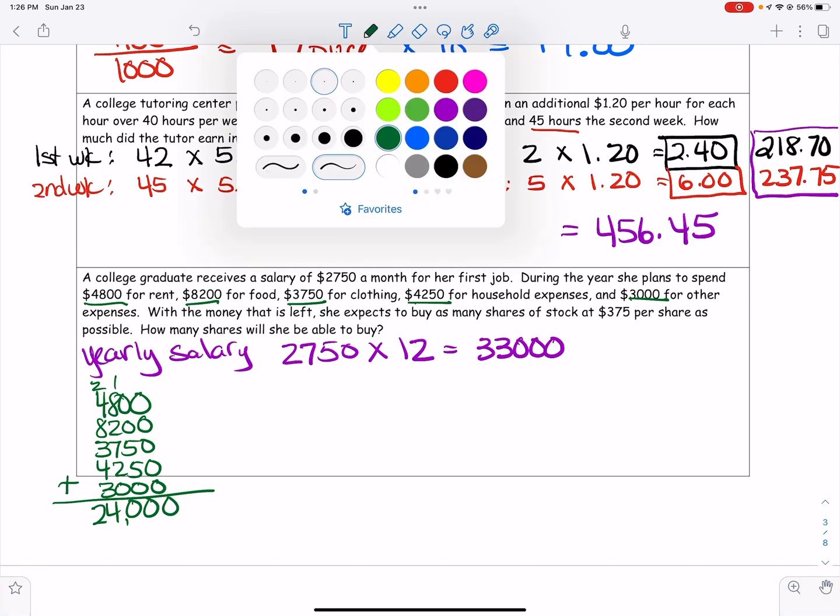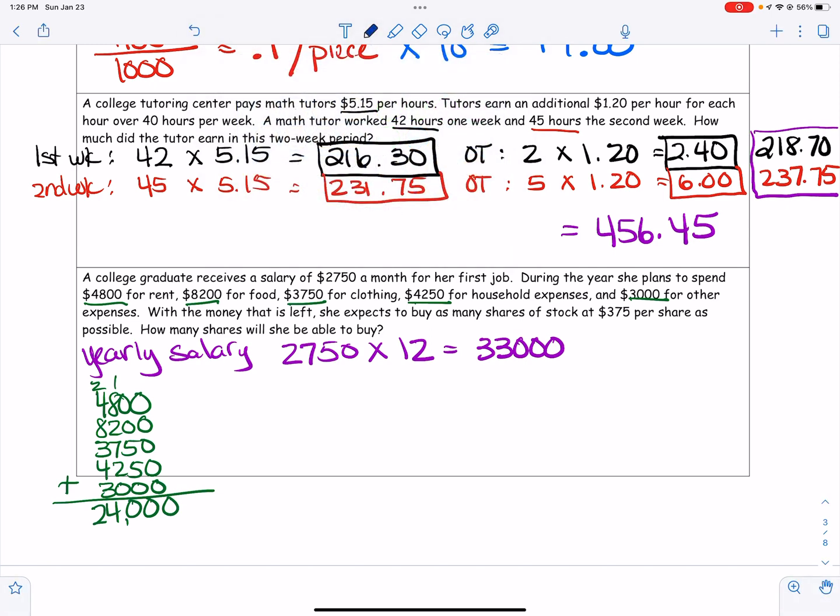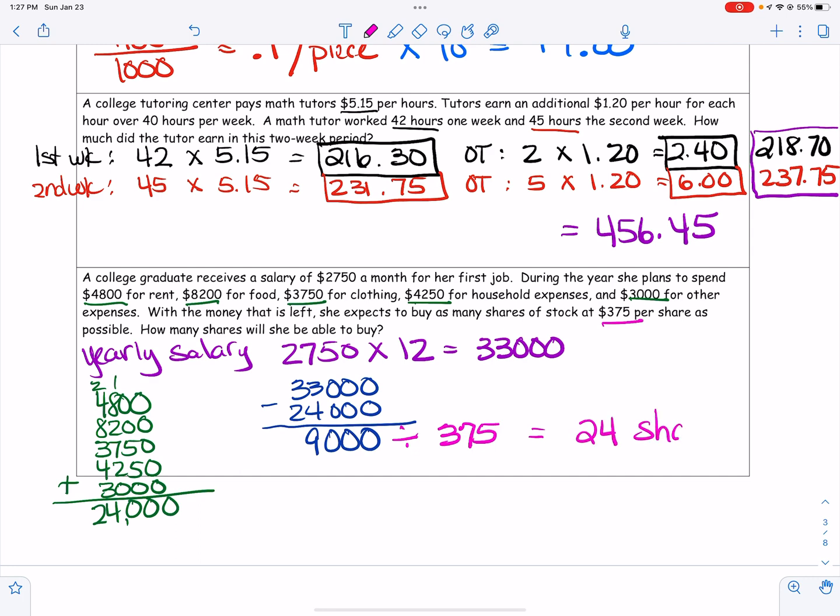So now we need to see how much is left over. So 33,000 is what she brings home, 24,000 is what she expends, and so that says we have $9,000 left, and then she is going to buy shares at $3.75. So we divide by 375, and that says that she can purchase 24 shares. So basically it's a four-step problem.